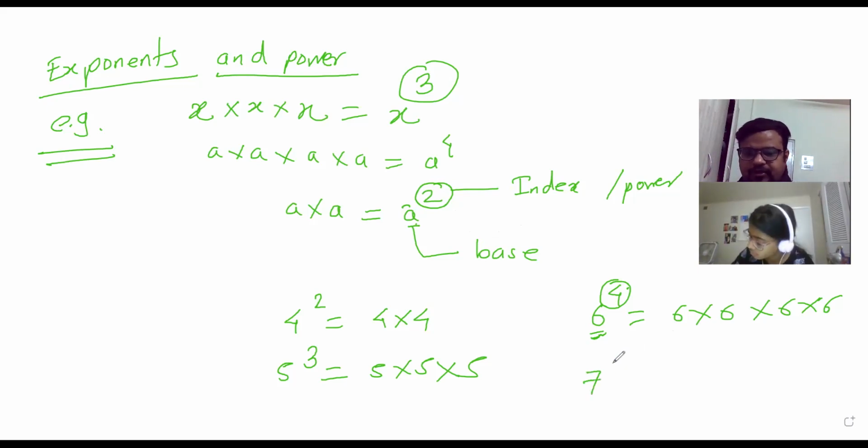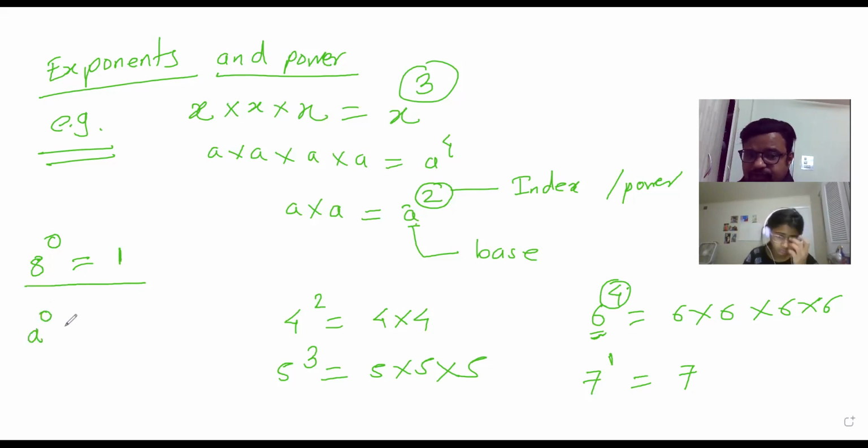7 raised to 1 means 7 is multiplied only one time, so only 7 will be there. Suppose 8 raised to 0 is there. You can see that 8 is multiplied 0 times, which means only 1 will be there. So any number raised to 0, a raised to 0, is 1. This is one law of exponent. Any number raised to the power 0 is always 1.